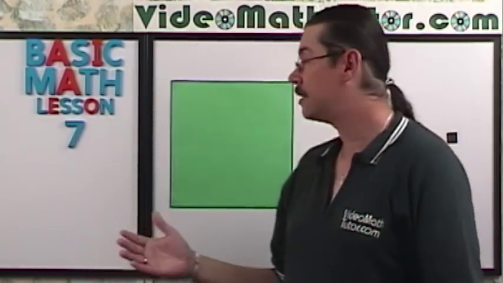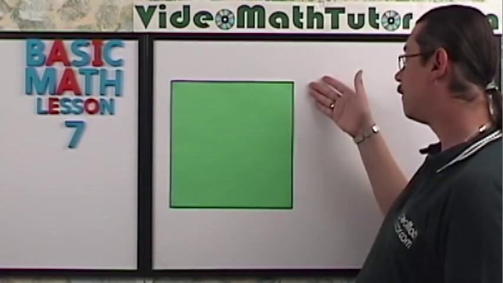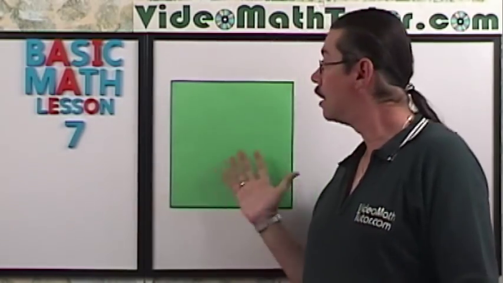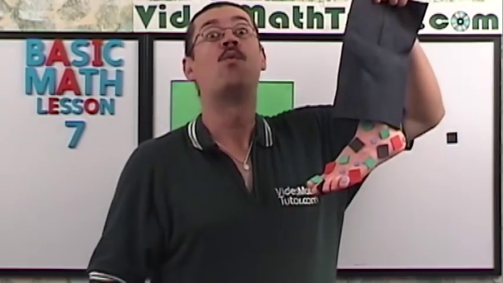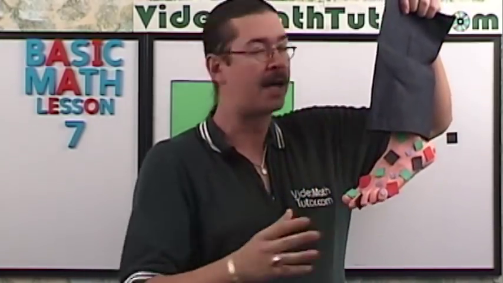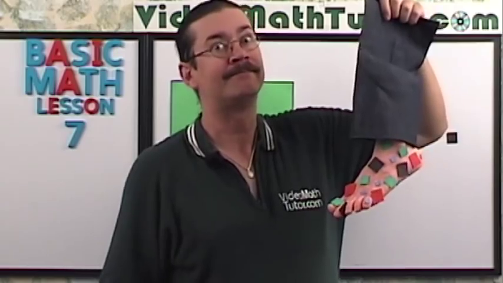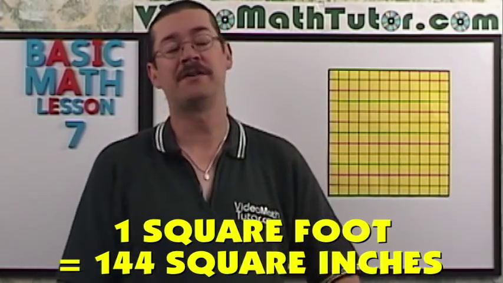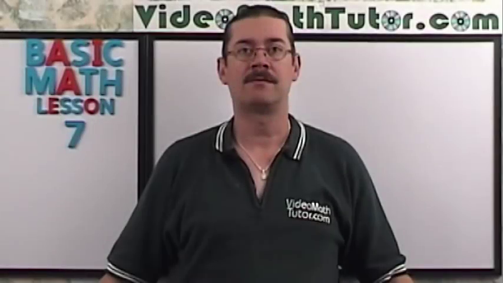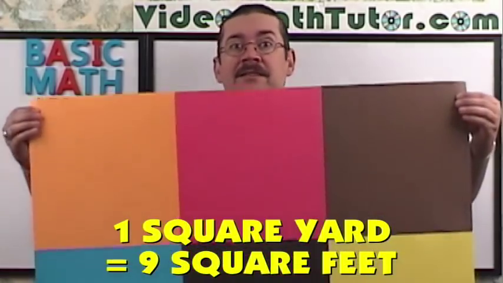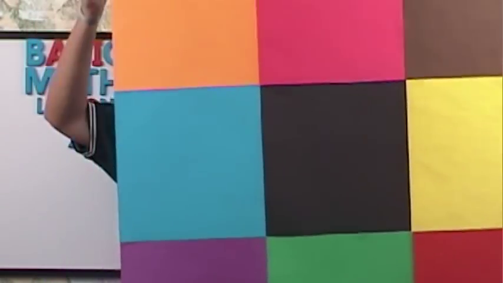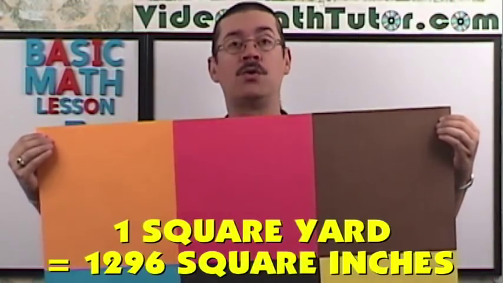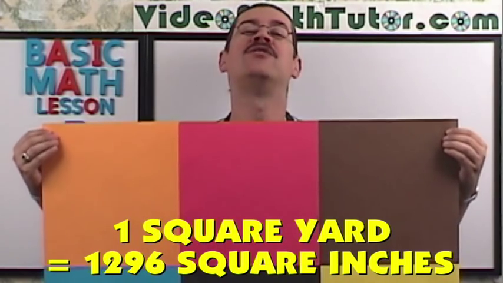A square foot is right here. 1 foot by 1 foot. Now this is very important. Do not confuse a square foot with a foot that's been squared. Okay, they're totally different. 1 square foot is equal to 144 square inches. 1 square yard, right here, is 9 square feet. So you can see that easily, each of these squares is 1 square foot. And this is also equal to 1,296 square inches.